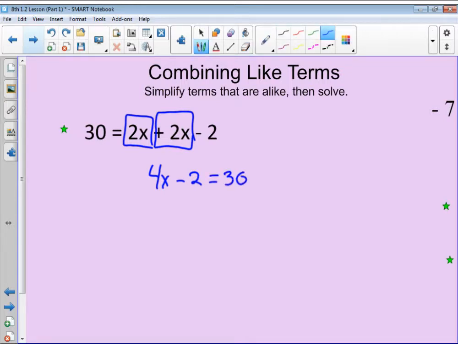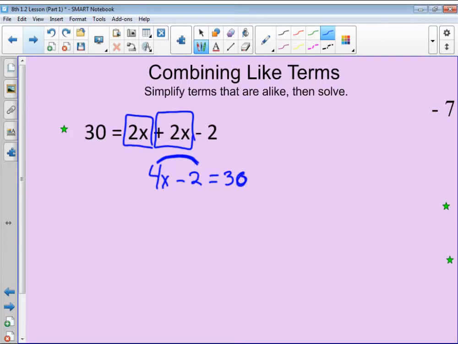Take note, I did not reorganize these two. They stayed in the same order. If I reorganize those two, I have to make sure that I keep my symbol that's in front of the number with that number. Okay, so now we're going to go back to what we did on our previous slide.